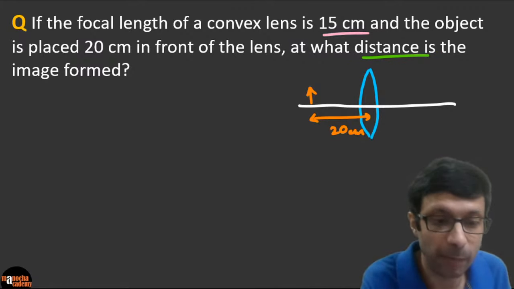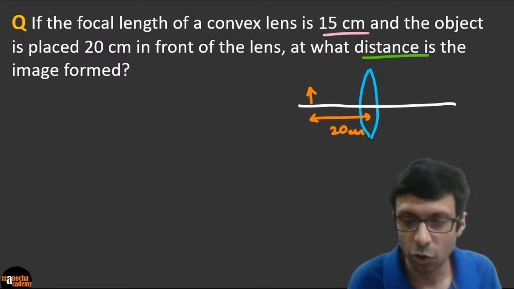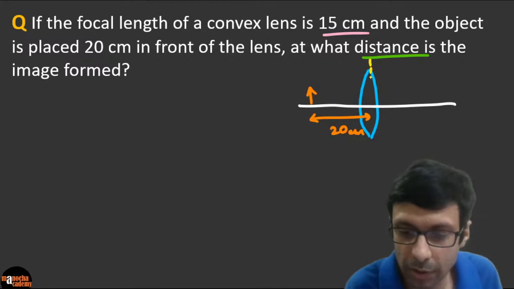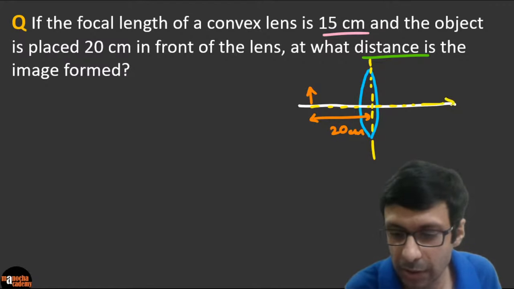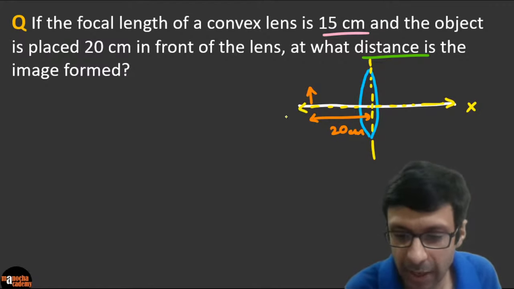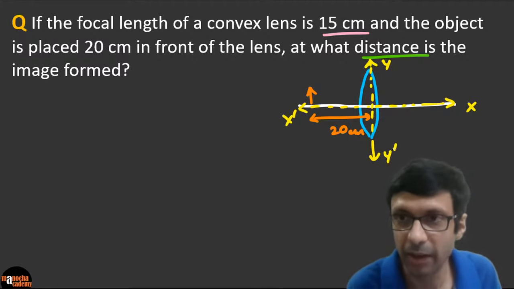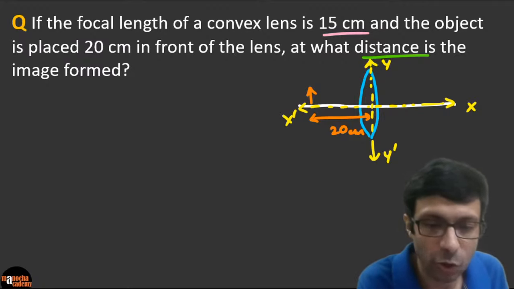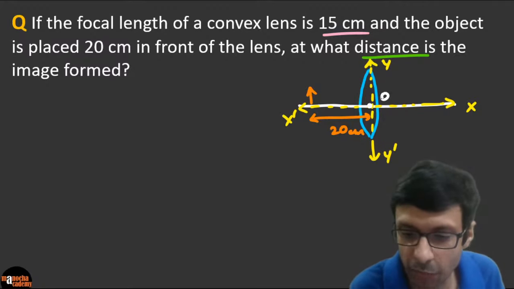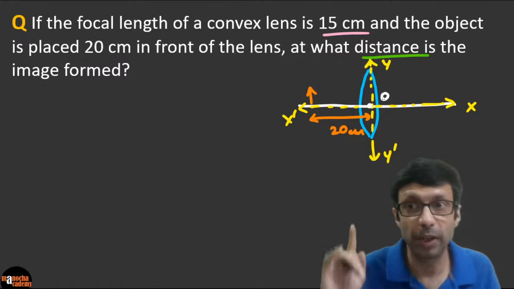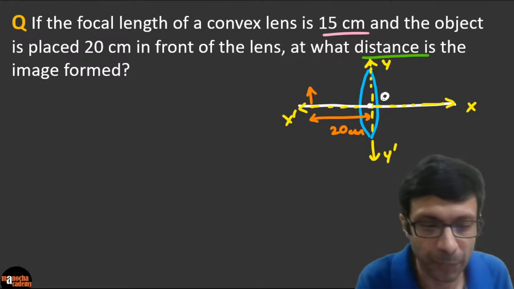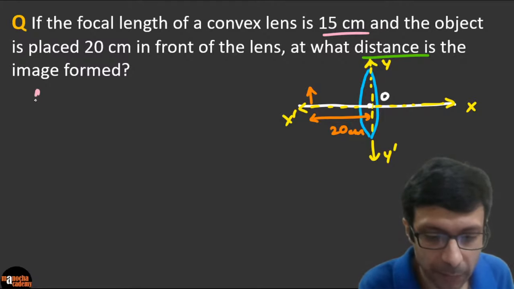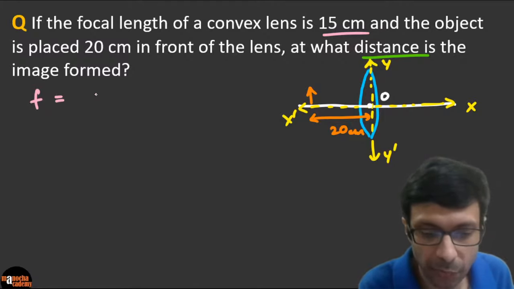And guys, the important thing is sign convention. So make sure you draw those x and y axes. I'm just drawing them in dotted line here. This is the x axis, the x dash, the negative x axis, y and y dash. Make sure you draw them, centered at the optical center of the lens, O, because sign is very important here. Let's write down the data. Focal length is 15 centimeters.